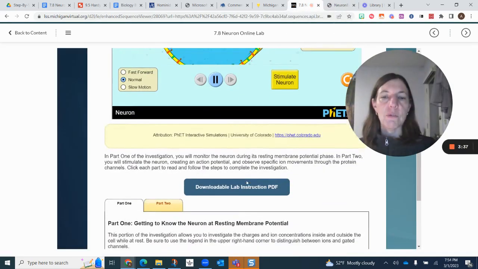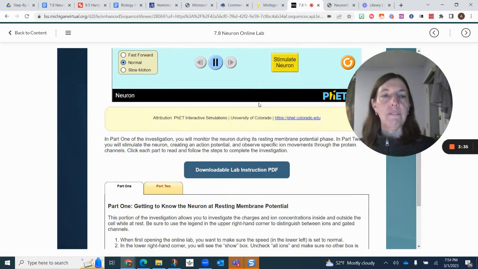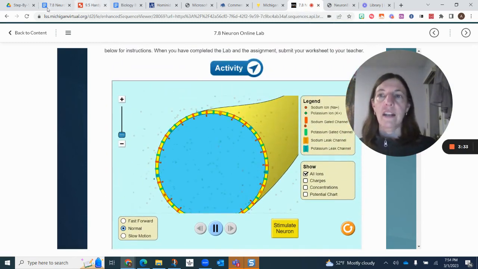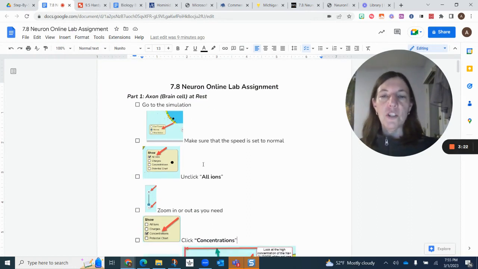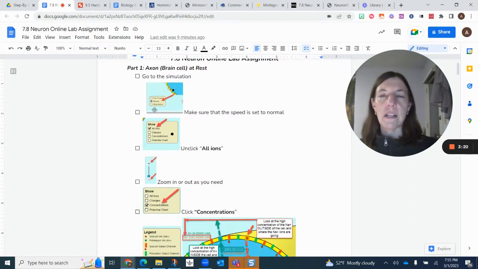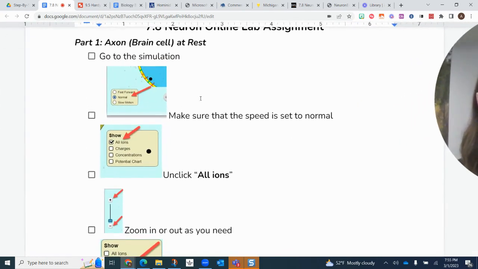And then we also have instructions for the lab, but I'm going to give you different instructions, and I'm going to send you this link. It's also in our additional resources. And we're going to follow along with this because I think it's a little easier. So you're going to go to the simulation. You're going to make sure the speed is set to normal. Okay. And then you're going to unclick all ions.